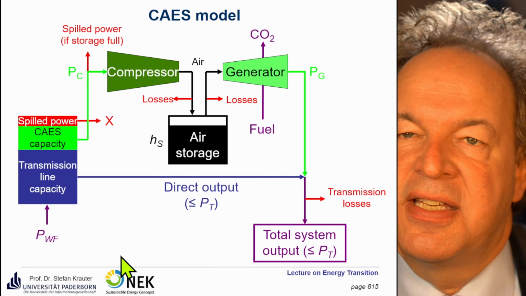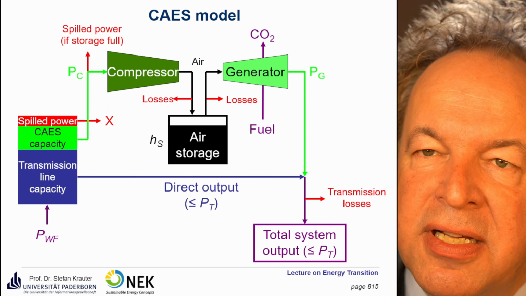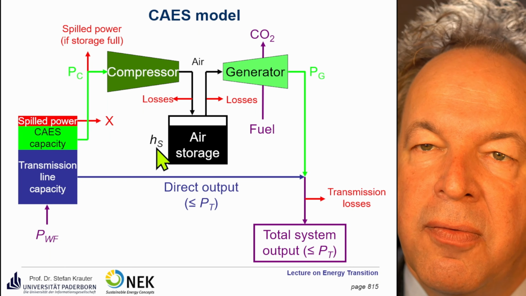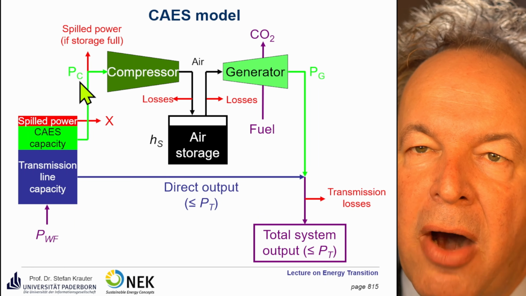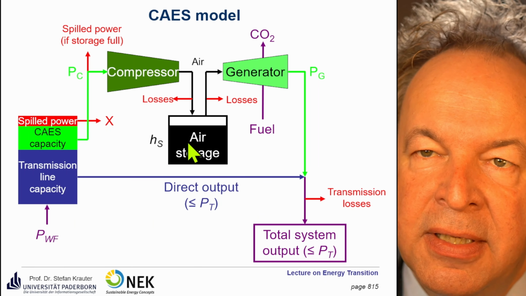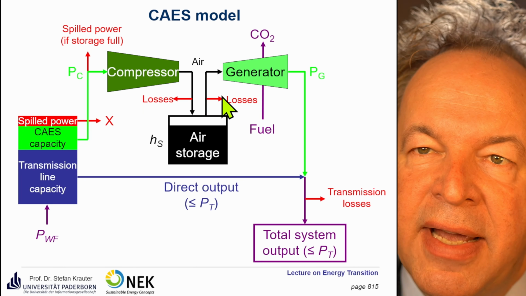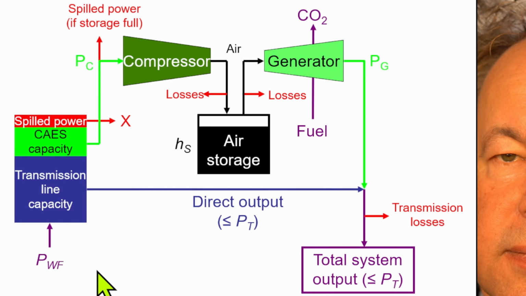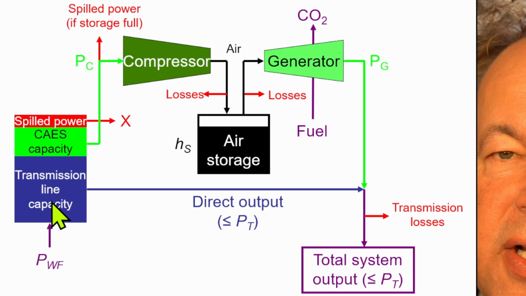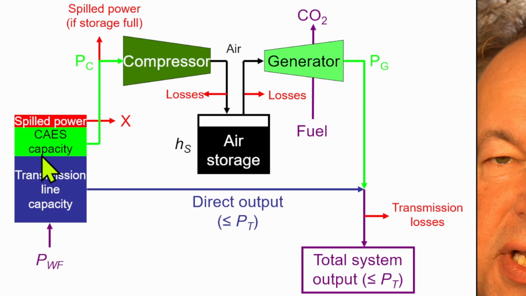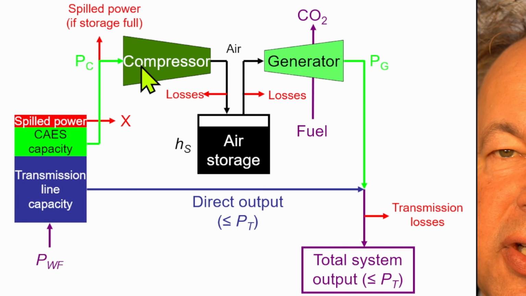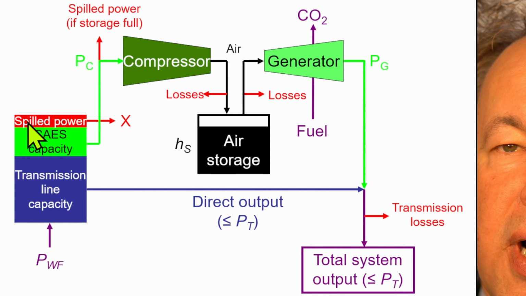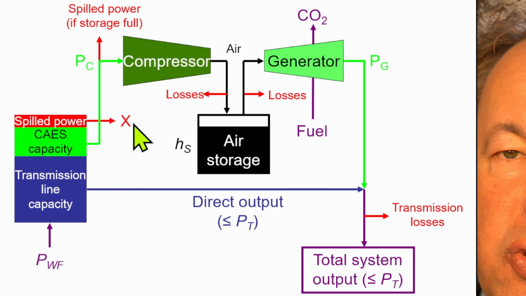Here again, we have the CAES model. As we already discussed, we have the air storage with a number of hours of air storage, considering the power of the compressor, PC. Then we have some losses along the way. So you have the wind farm. It's related to the transmission line capacity. You can provide direct output. The rest, if you produce more than the transmission line capacity, you have to feed into the compressor. If you have even more, it's spilled power, so you lose that power.